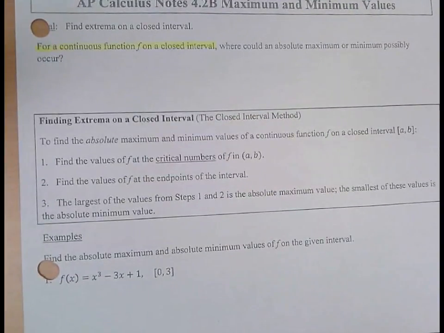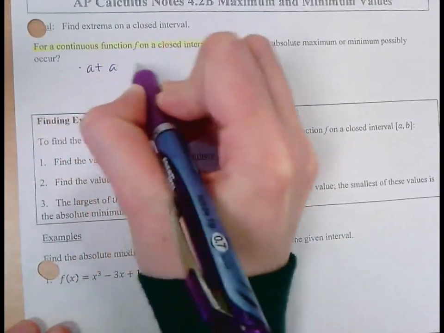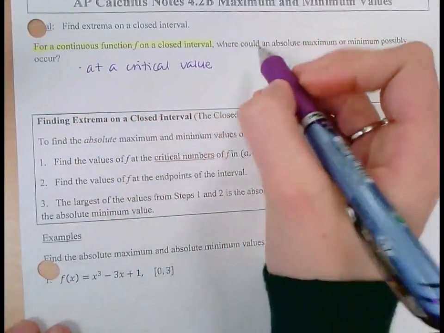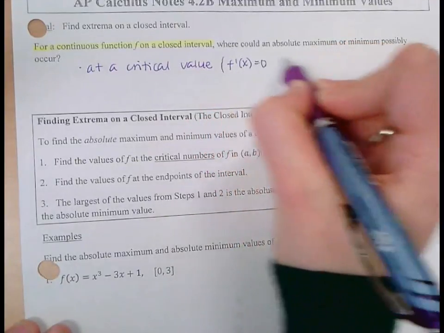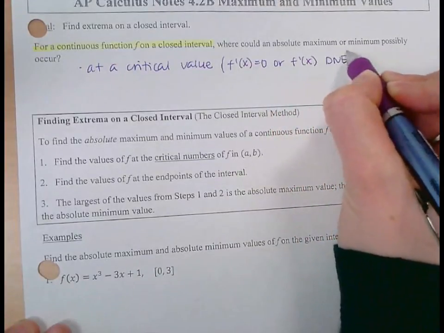So we had just talked about how for a continuous function f on a closed interval, we could have an absolute max or min where we have a local max or min. That's the whole reason we're finding critical values. Those could be local maxes or mins, which could then be absolute maxes or mins. So I'm going to put these could occur at a critical value, and that would be where f prime of x equals 0 or f prime of x does not exist.